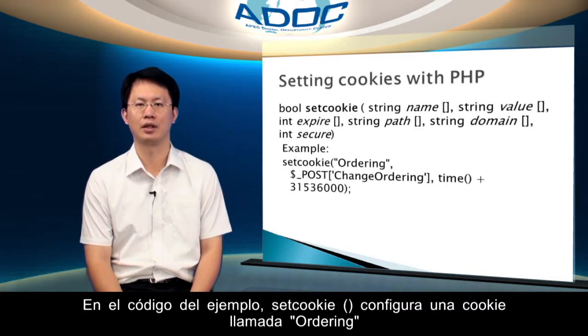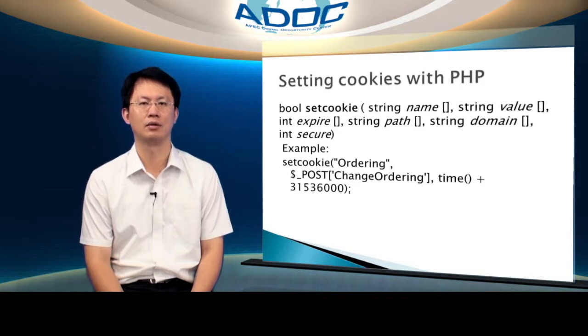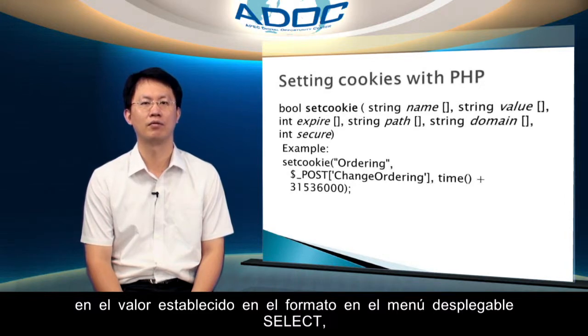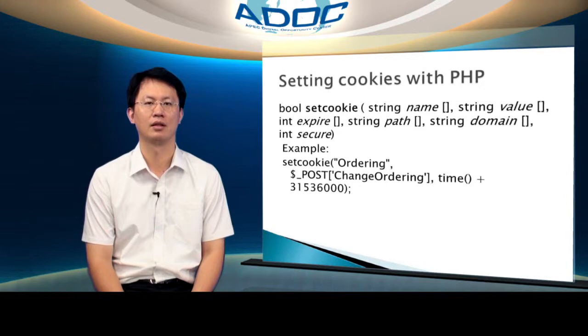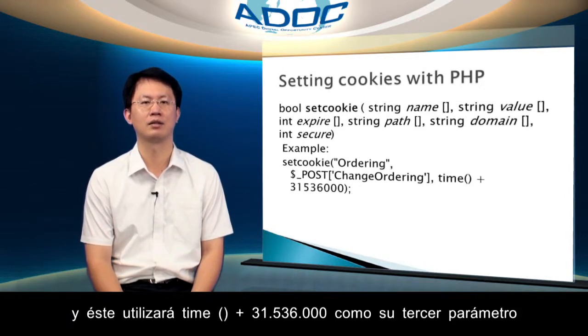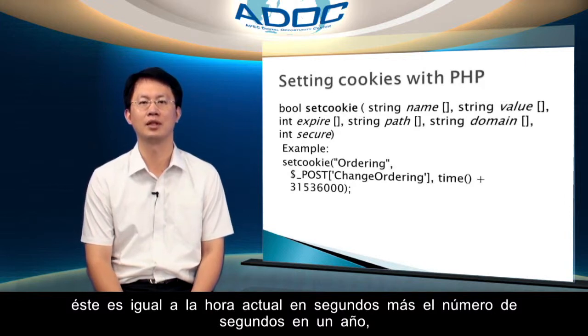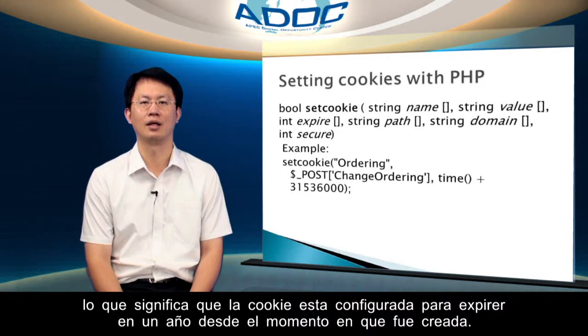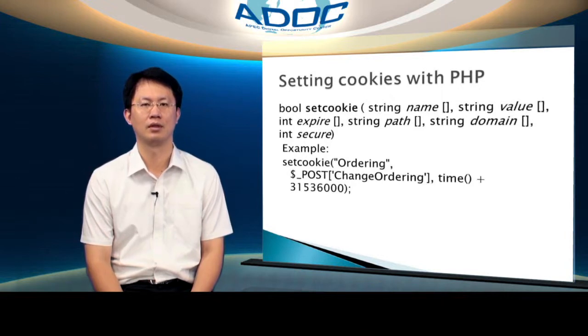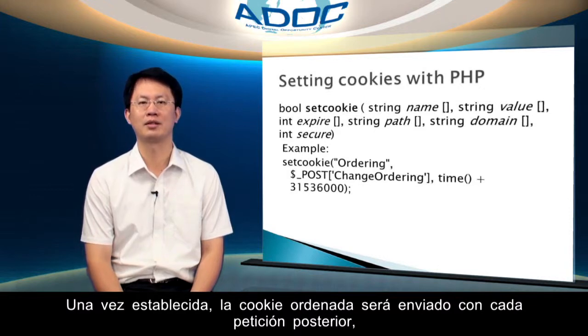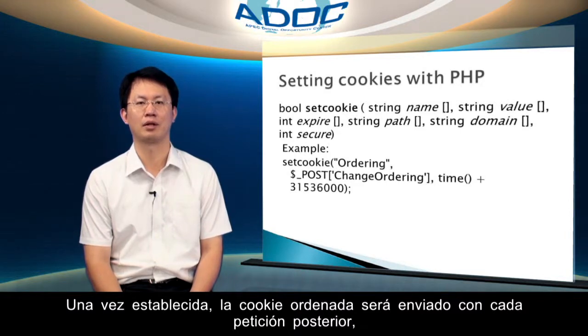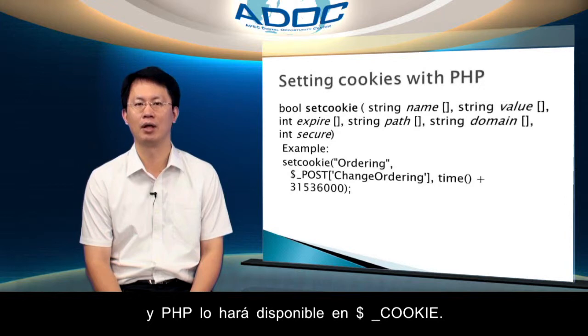In the example code, setcookie sets a cookie called ordering to the value set in the form from the drop-down select box. And it uses time() plus 31,536,000 as its third parameter. This is equal to the current time in seconds plus the number of seconds in a year, which means the cookie is set to expire one year from the time it was set. Once set, the ordering cookie will be sent with every subsequent page request, and PHP will make it available in $_COOKIE.